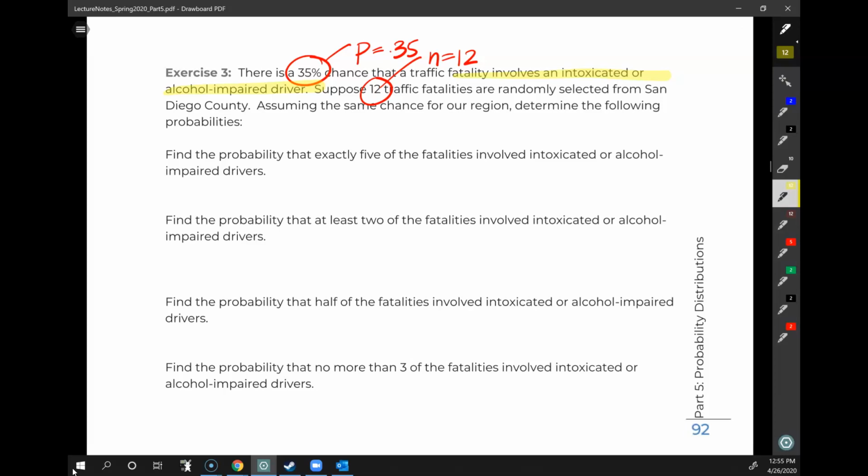We could check the rest of the conditions, but I'm feeling pretty good, especially because they ask us later to go find a probability, so we're in binomial land. The first probability they ask us for is exactly 5 of the fatalities involving an intoxicated or alcohol impaired driver. So here we're just looking for the probability that X is equal to 5. I have a pretty sweet little binomial cheat sheet that I'll post under the calculator section that can help us discern how these read. But the exactly questions are pretty straightforward. In the little calculator, this would be a binomPDF question, but I'm going to show you how we can do this using the calculators that exist online.